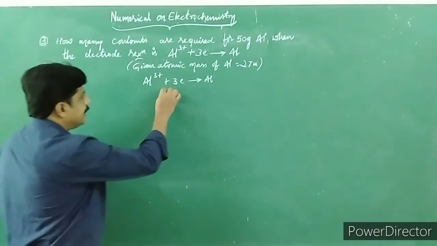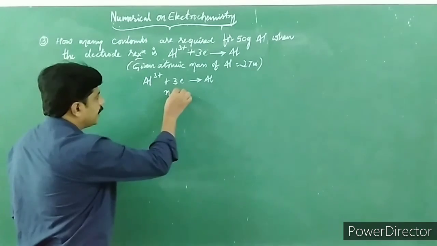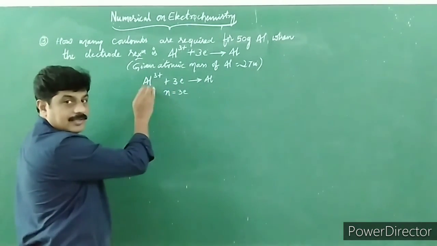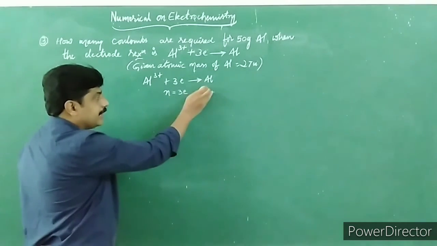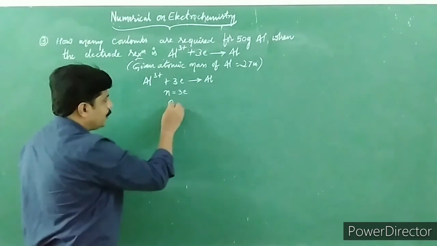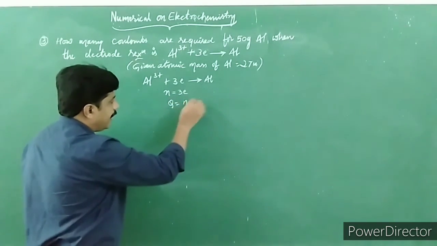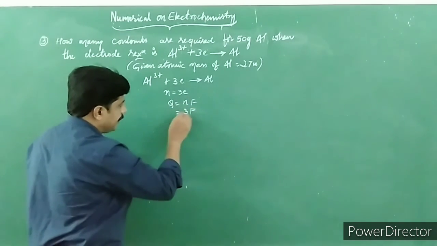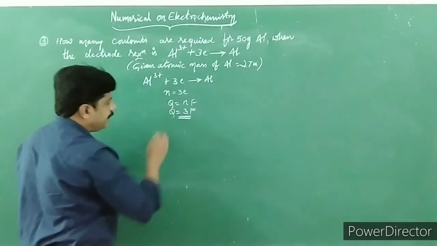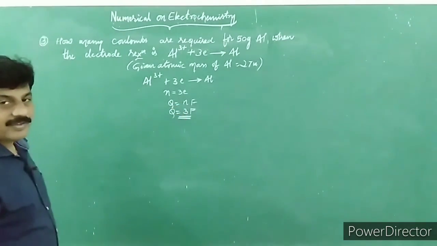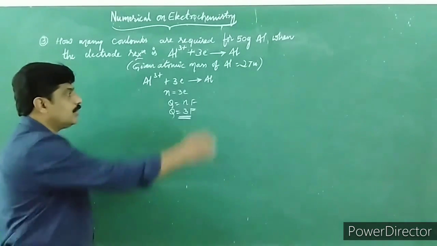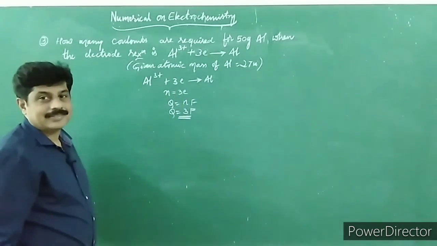Children, in this case, the number of moles of electrons for the reduction of 1 mole of aluminium ions to aluminium is equal to Q is equal to N into F. N is what here? 3 Faraday. That means you require 3 Faraday of charge for the reduction of 1 mole of aluminium ions to aluminium.